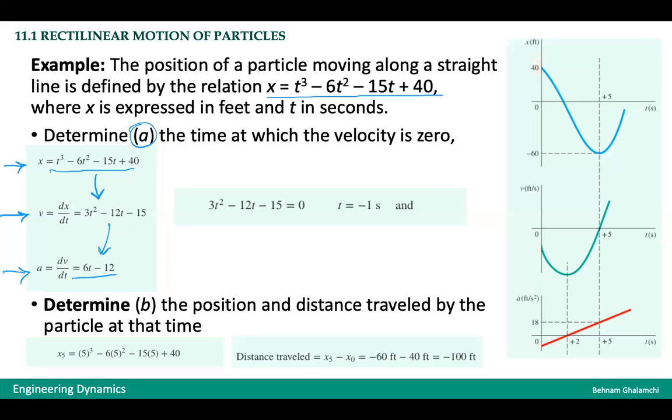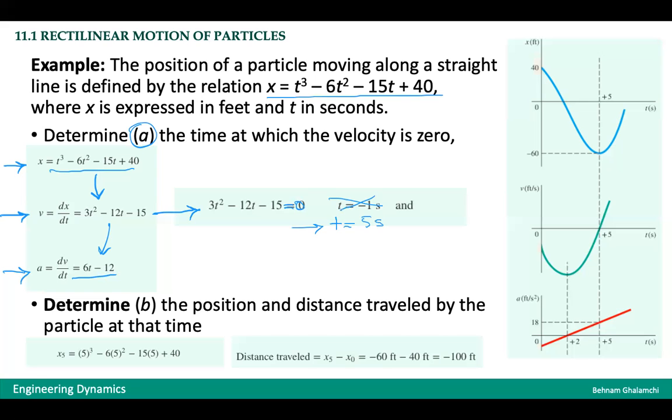Part A is asking the time that the velocity is 0. So we already know the equation for the velocity. We just simply put it equal to 0. Then we will find two answers for this equation because we have t^2. One is t equal -1 and the second is t equal 5. One of these answers is wrong, t = -1. We don't have negative time, so the only true answer for the time is 5 seconds.